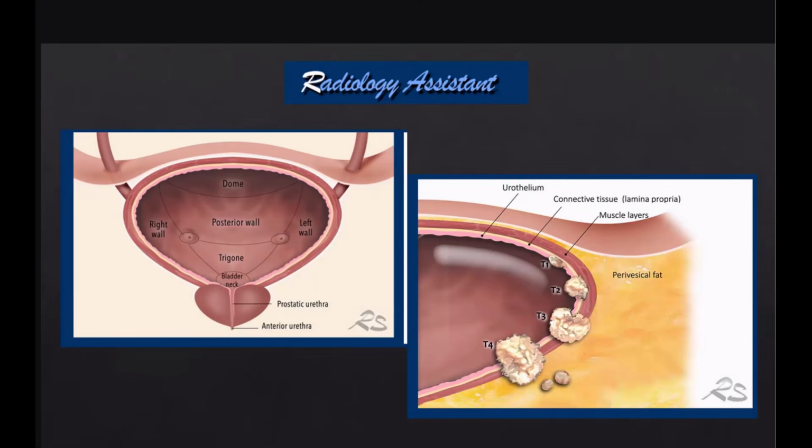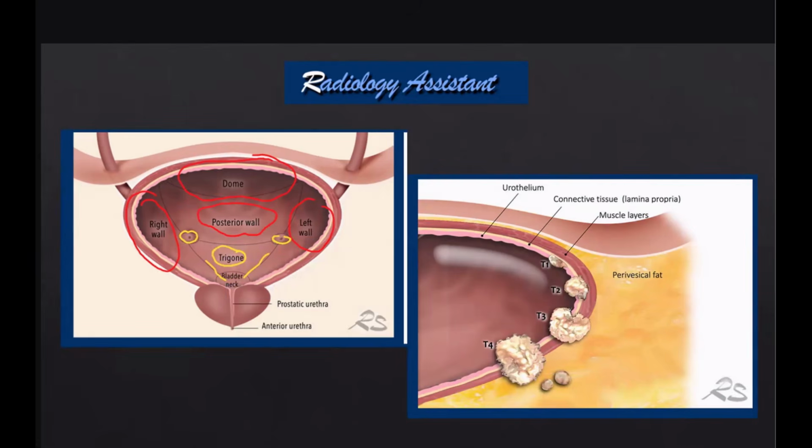If you have this mass, to localize the mass, you should know the anatomy of the urinary bladder. This is the dome, right and left walls. This is the posterior wall, and this is the trigone. The trigone is present between both ureteric orifices down to the bladder neck level.